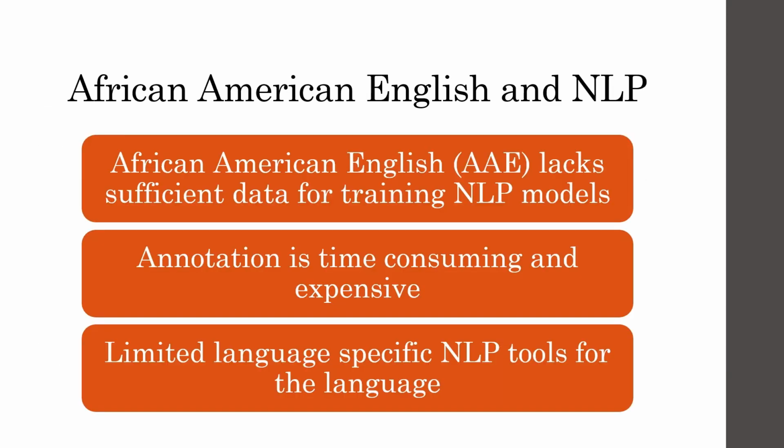AAE is considered a low-resource language, meaning it faces the challenge of insufficient data for training natural language processing models. Quality annotation by native speakers is a time-consuming and expensive process that is not always an option for all projects. At the same time, AAE has very limited language-specific NLP tools. Underrepresentation of AAE in NLP tools can lead to linguistic and racial bias that negatively affect the speakers and promote harmful understandings about the language.